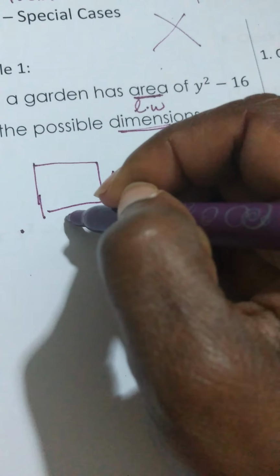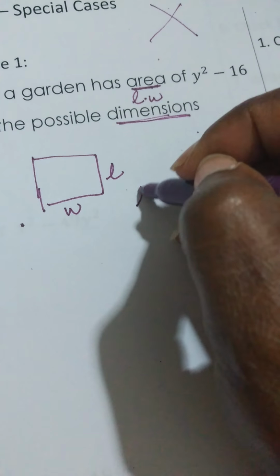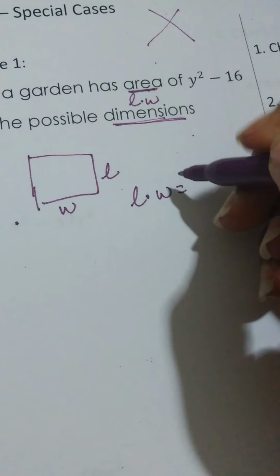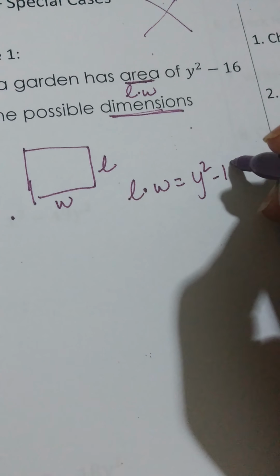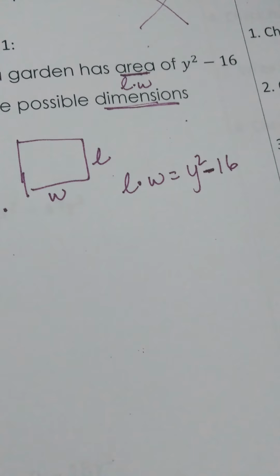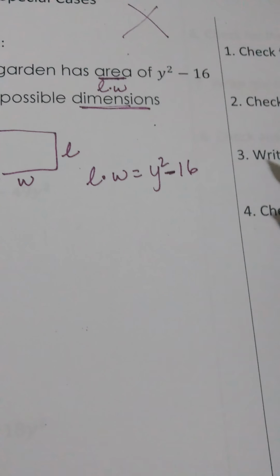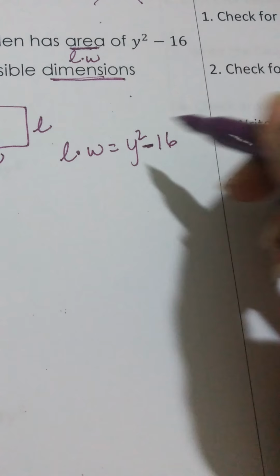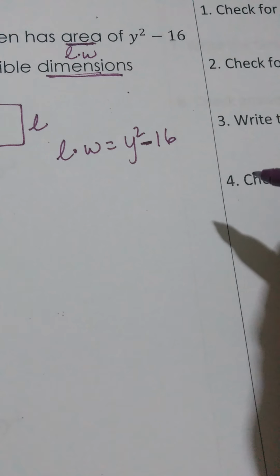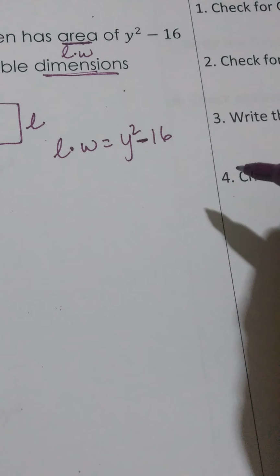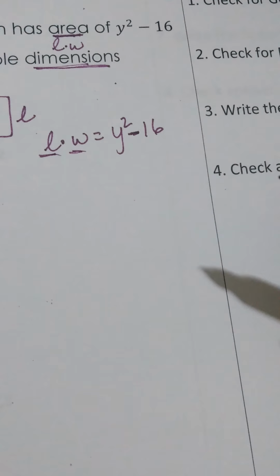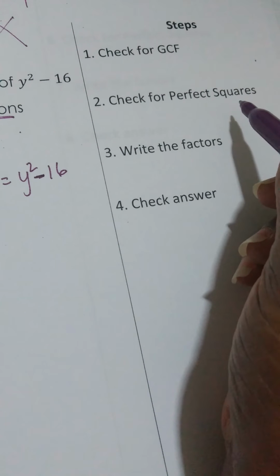So let me go ahead and quickly sketch. I need my length, I need my width, and if I multiply length times width, I should get y squared minus 16. Okay, cool. So if I check, this is a quadratic, so I can go ahead and try to factor this guy. I need two factors, my length and my width. Check if there's a GCF. There is none.